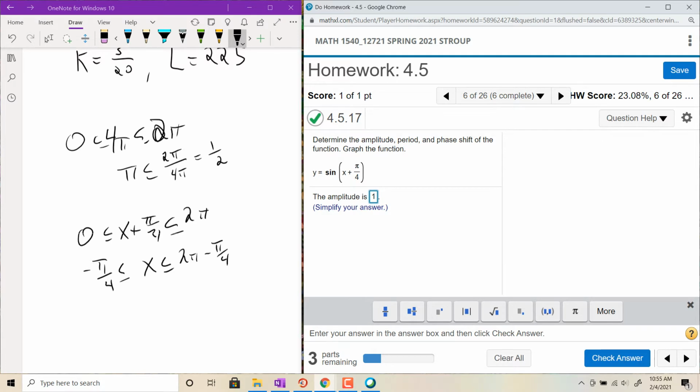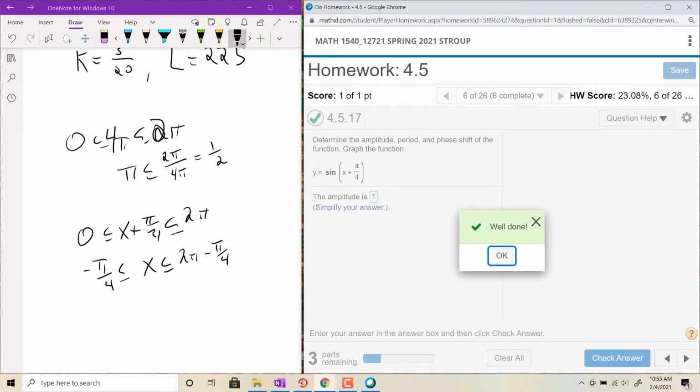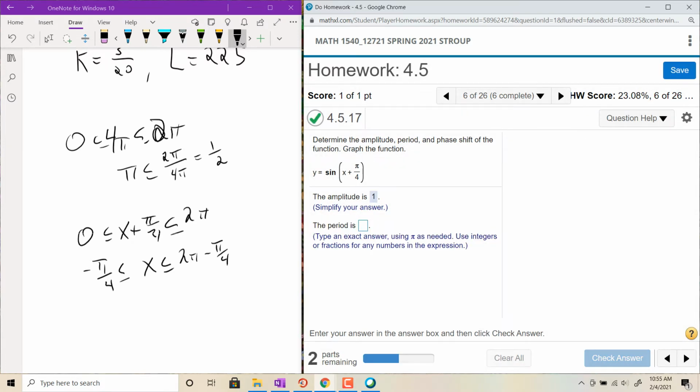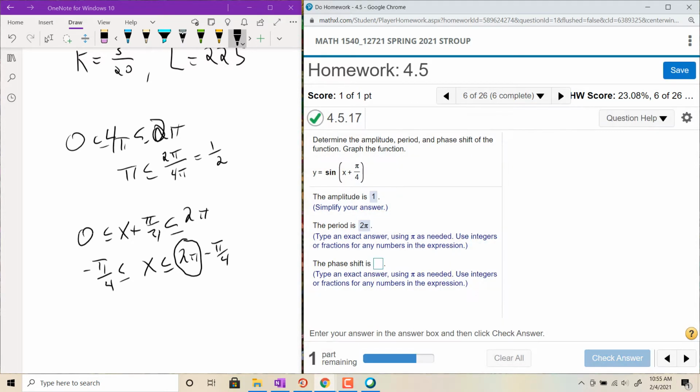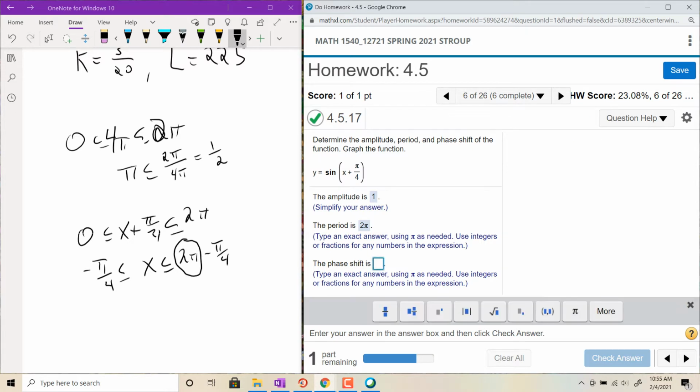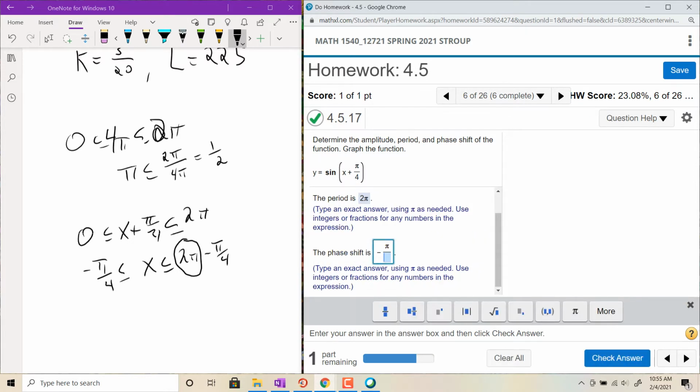The amplitude is just 1. The period didn't change, right? So the period is just this number here. Phase shift won't change the period. It just moves the entire form over to the left or to the right. So there's no change there. Okay. Yeah, the phase shift is negative pi over 4.